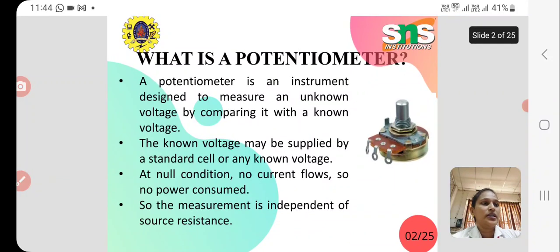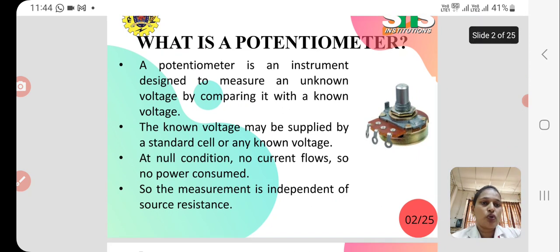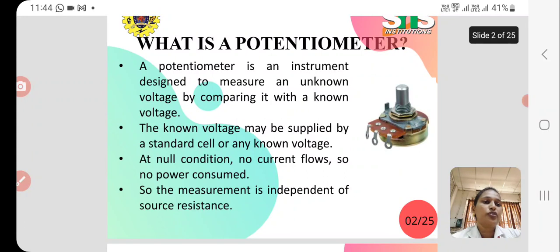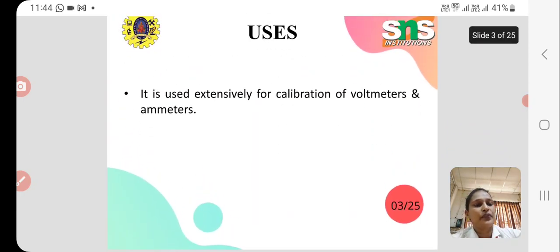A good measuring instrument should consume only little power, and it should not consume more power, which would in turn affect the operation of the circuits. The normal operating procedure of the circuit should not be interrupted by a measuring instrument on any terms. So the measurement is independent of source resistance.